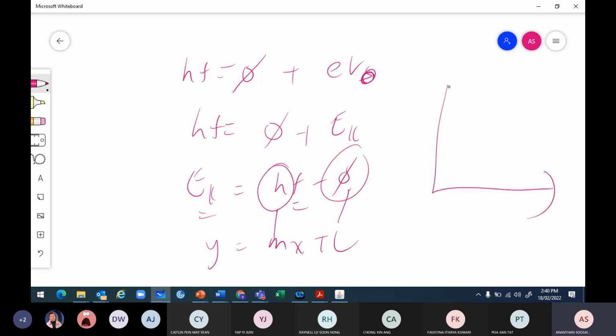So you get the same graph, EK versus frequency. You get a straight line, and you get a y-intercept. The y-intercept is the work function. The cutting point on the frequency axis is called the threshold frequency. Okay, this is the threshold frequency.